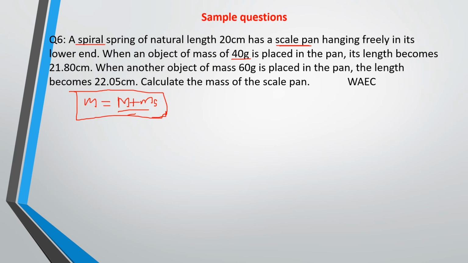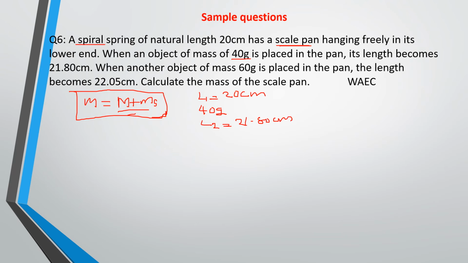Now you are given the natural length of the spring. First of all, they give you the natural length of the spring to be 20. So if I say that is L1, it's given to you to be 20 centimeters. Okay, so when a load of 40 grams is added to it, the length becomes L2 is equal to 21.80 centimeters.